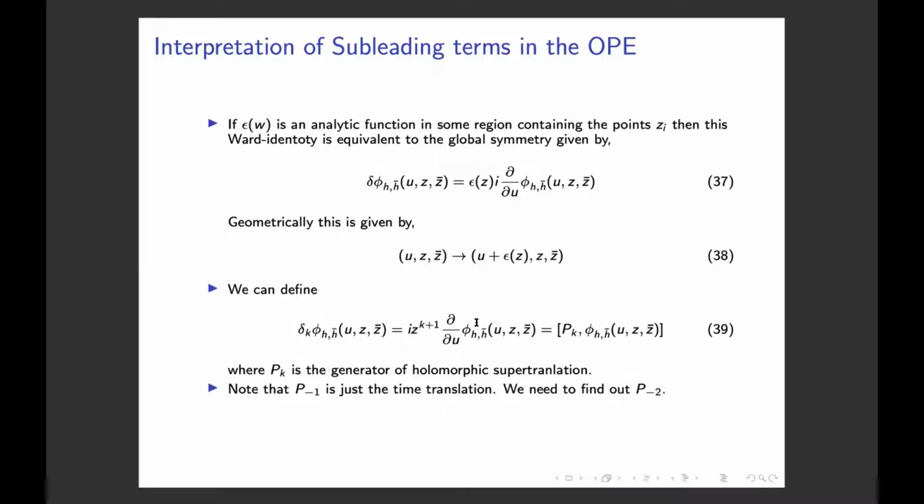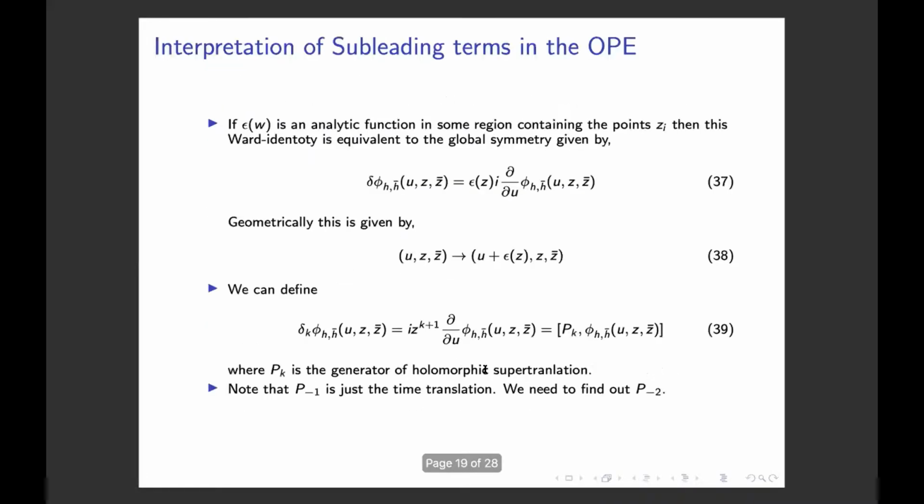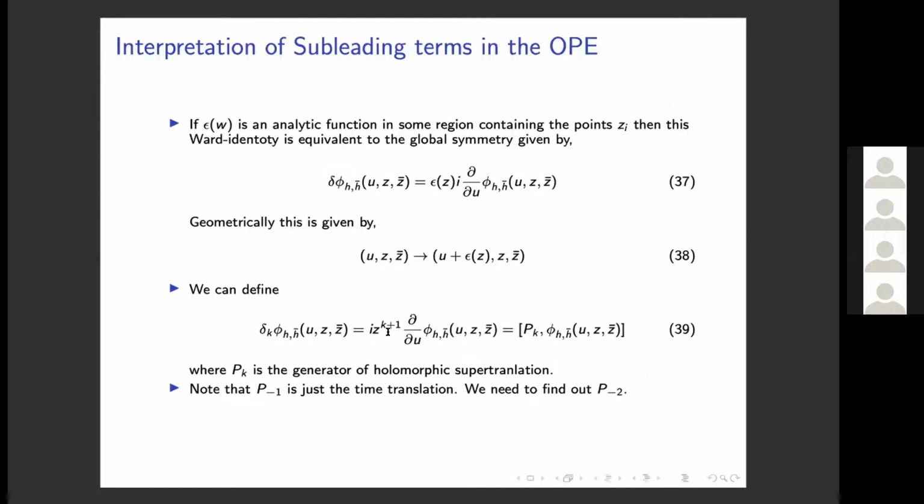Now you can see that this P_{-1} is simply I del_u. So that is a time translation, and that is this thing here, P_{-1}. So you can see it is just I del_u, which is the same as this. If you set k equal to minus 1, then z to the power k plus 1 is 1, and you are just left with I del_u, which is the time translation on phi.